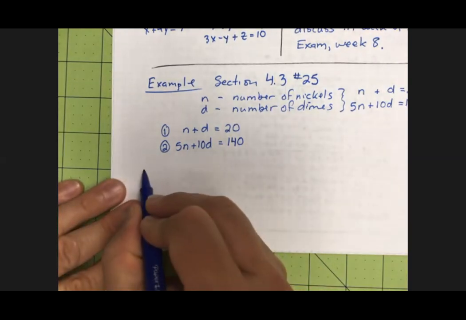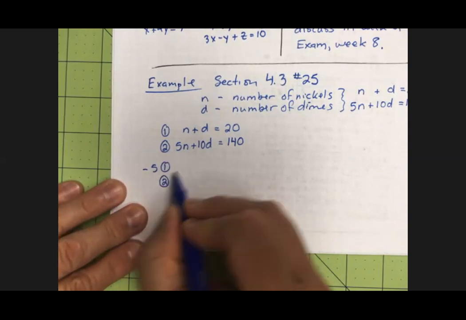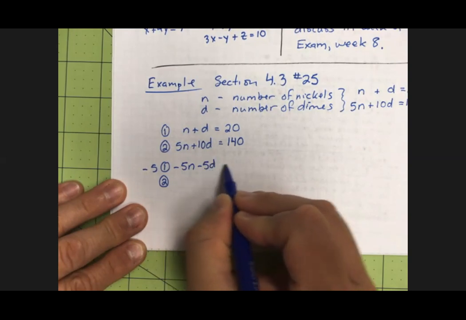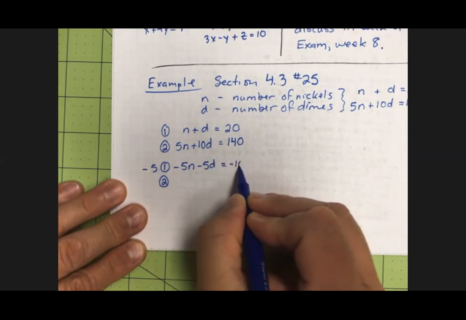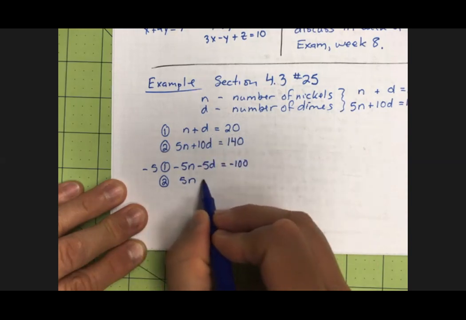So I'm going to take here minus 5 times the first equation and the second equation. Minus 5n, minus 5d, minus 100. Multiply everybody by minus 5 in the first equation. Second equation, I'll leave alone.